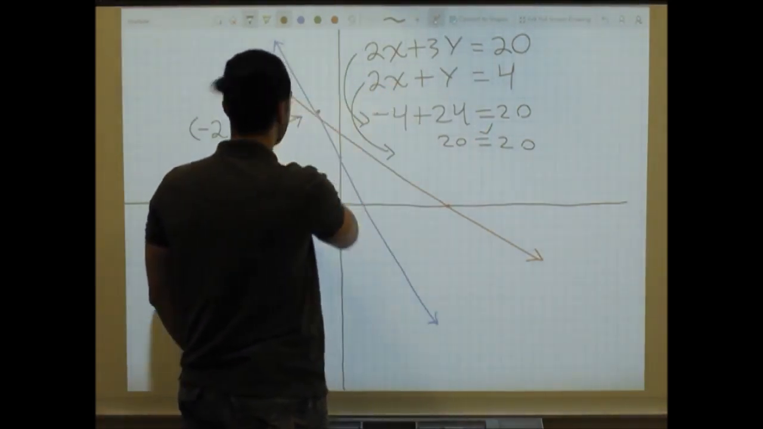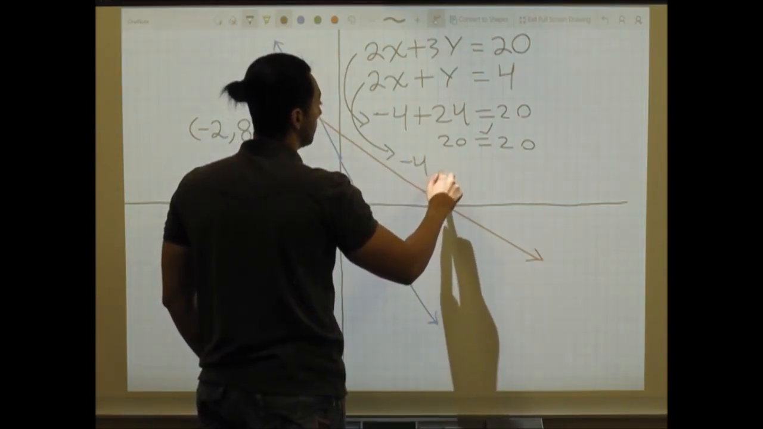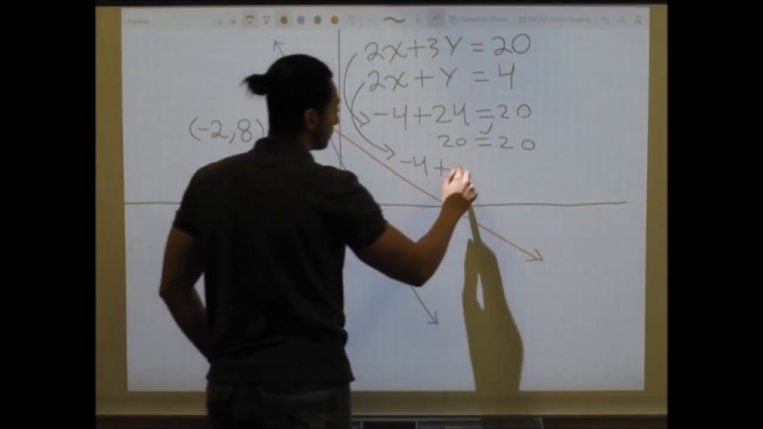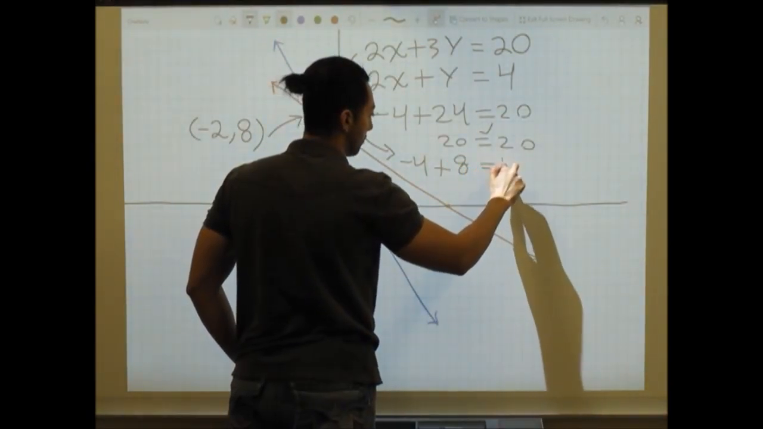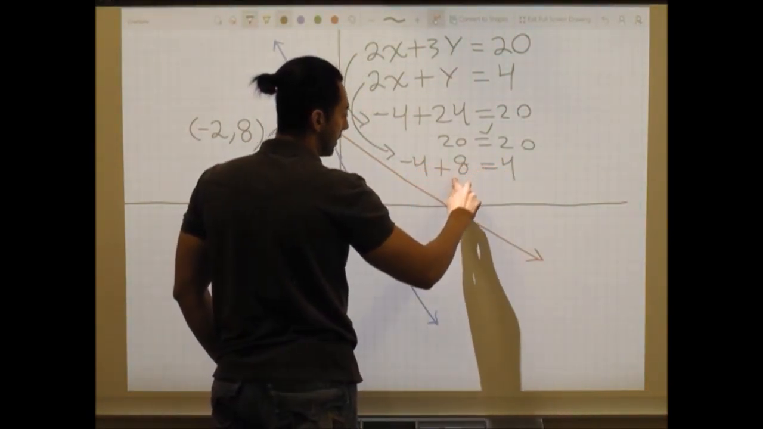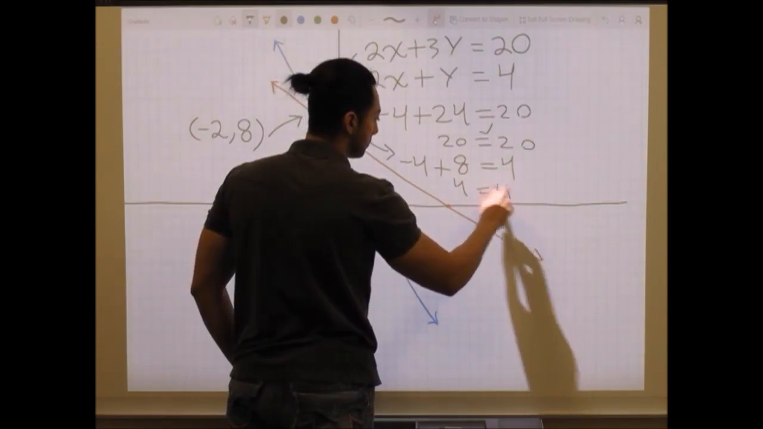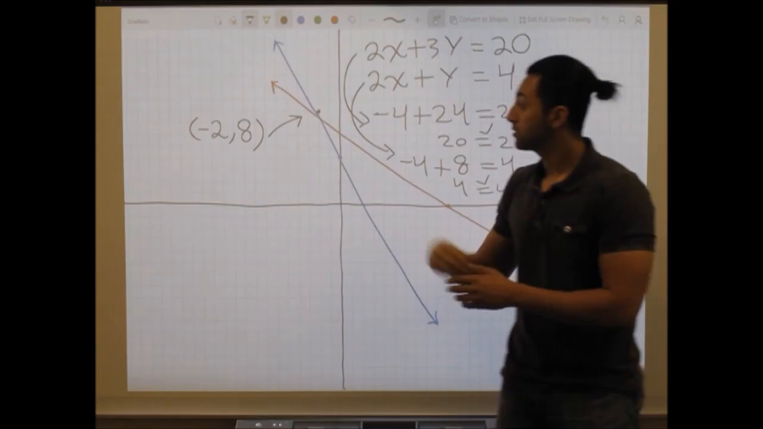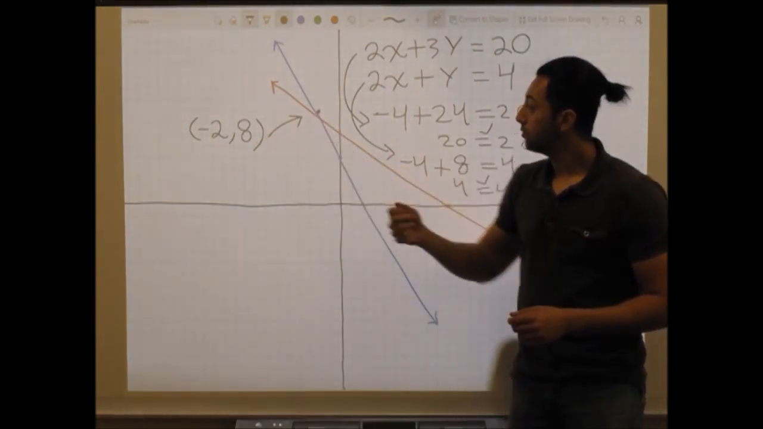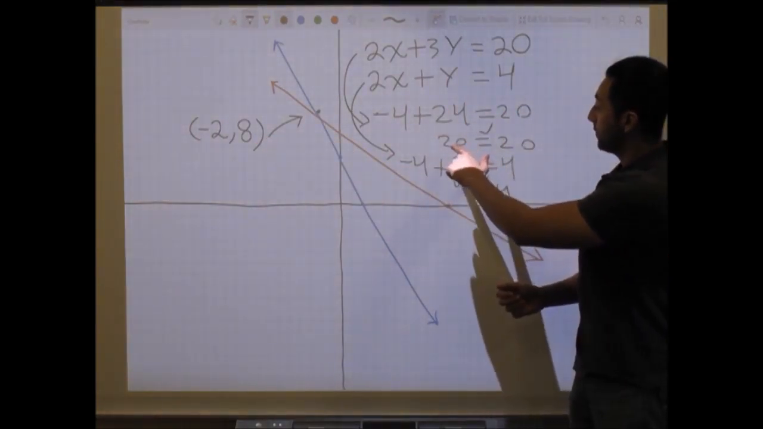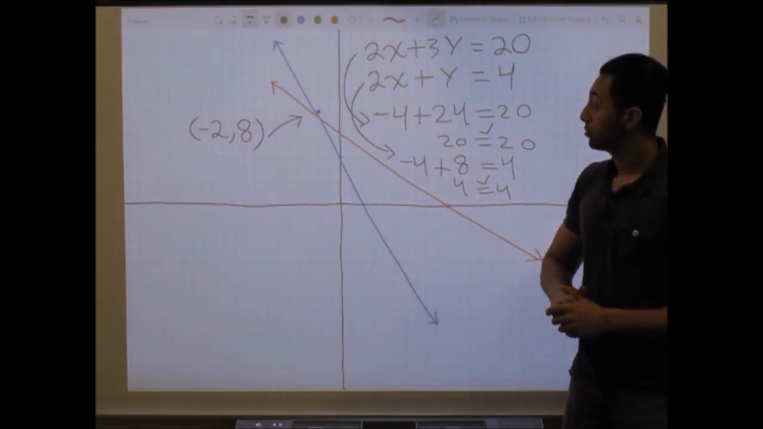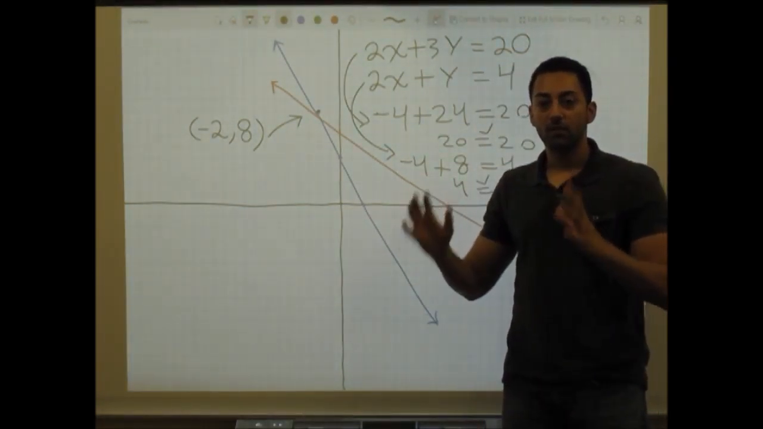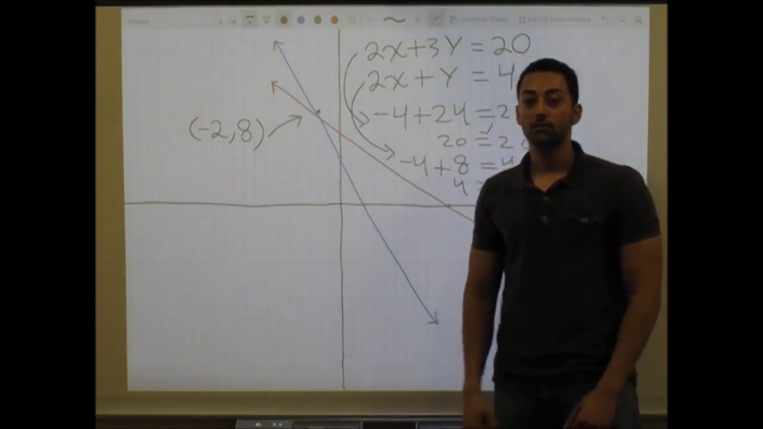2x, so 2 times -2 would be -4, plus, now I'm plugging in 8 for the y, and I want to see if that equals 4. So -4 plus 8 does equal 4. So that's what I meant when I said that when you plug in that certain x and y value into both equations, the left-hand side and the right-hand side will equal each other. So let's go ahead and try some more examples graphically, or visually, to get a better understanding.